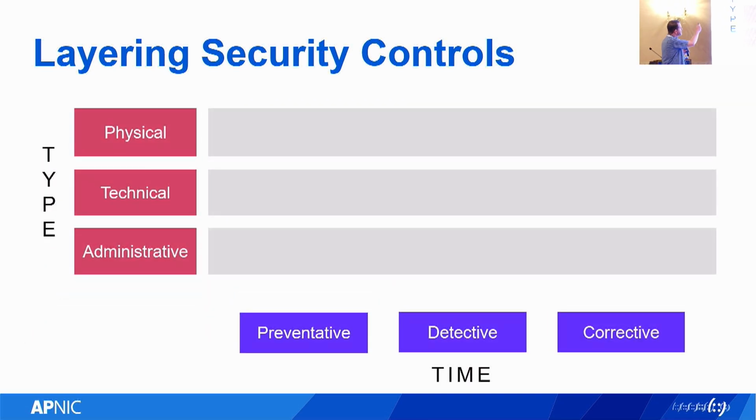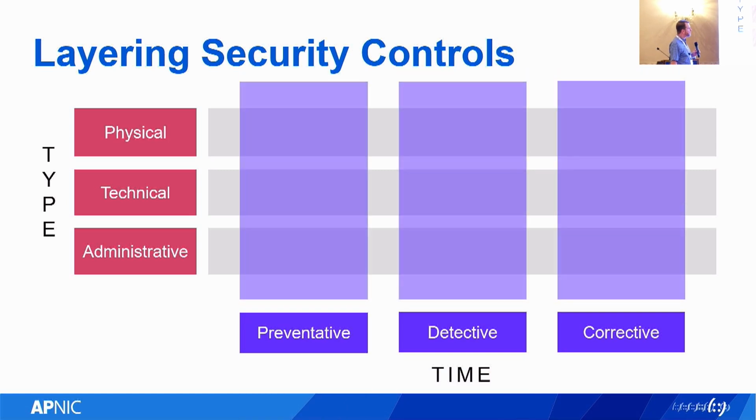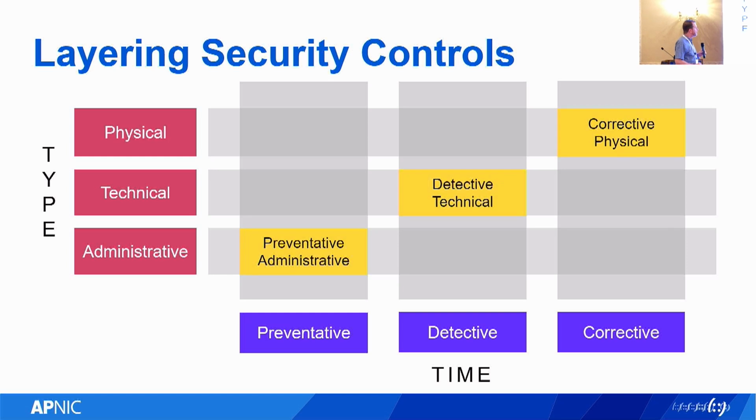So here what we're doing is just taking the types of controls and the time, and we're just doing a cross-section to create a little 3x3 grid. Now, just for initial discussion purposes, we can look at the intersection of administrative and preventative, and we end up with a preventative administrative control. So this type of control in here is looking at something administrative beforehand. So maybe some policies and procedures.